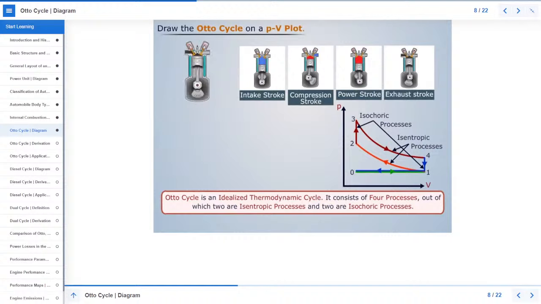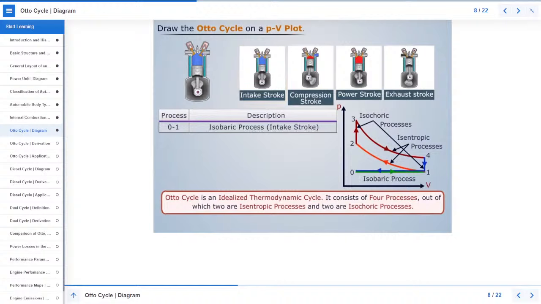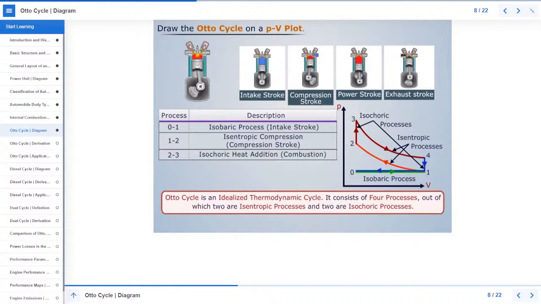As we can see on the PV plot, we get the following processes. Process 0 to 1 is the isobaric process. Process 1 to 2 is the isentropic compression process. Process 2 to 3 is the isochoric heat addition process.